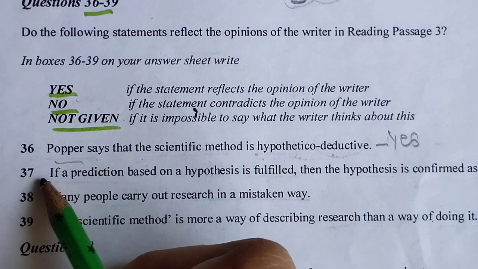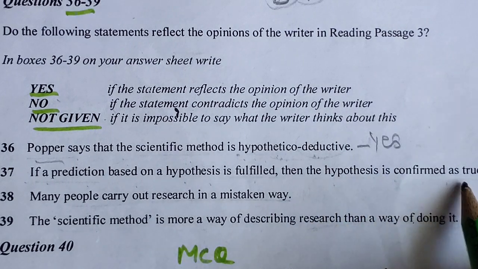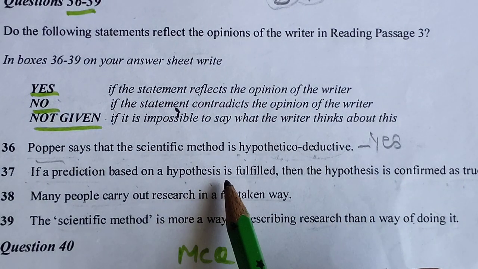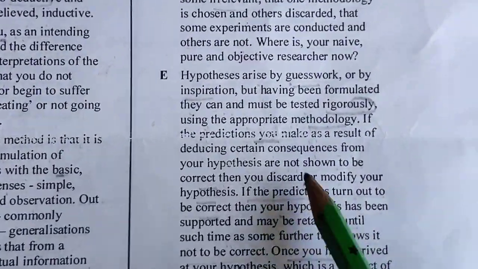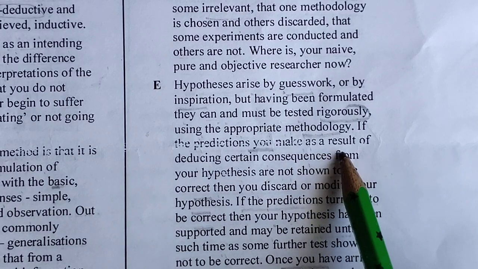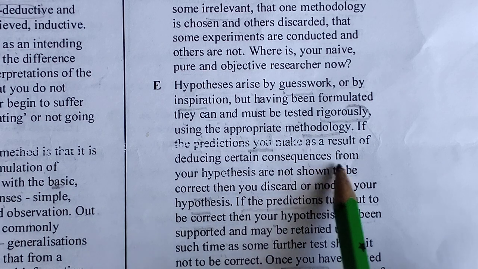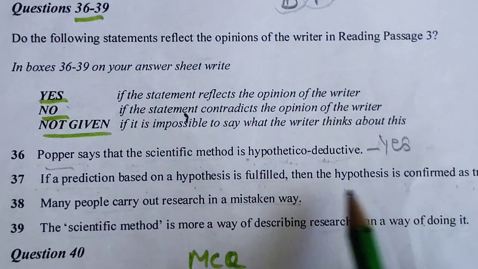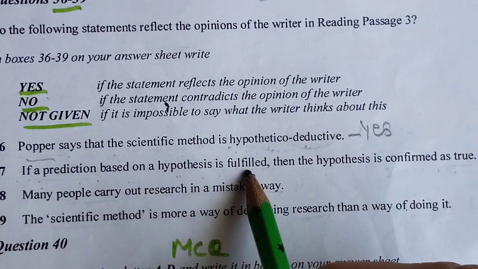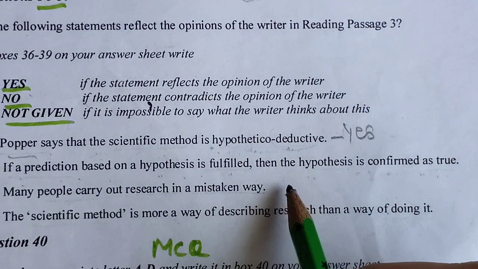Okay. Statement 31: if a prediction based on a hypothesis is fulfilled, then the hypothesis is confirmed as true. Is fulfilled. Yes, we know in paragraph E, the condition was there. You can read: predictions you make as a result of deducing certain consequences from your hypothesis are not shown to be correct, you discard or modify your hypothesis. So what is the statement? If a prediction based on a hypothesis is fulfilled, then the hypothesis is confirmed as true.